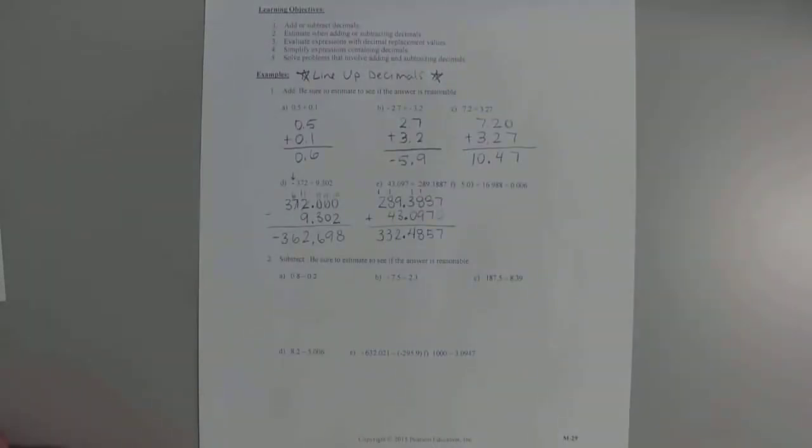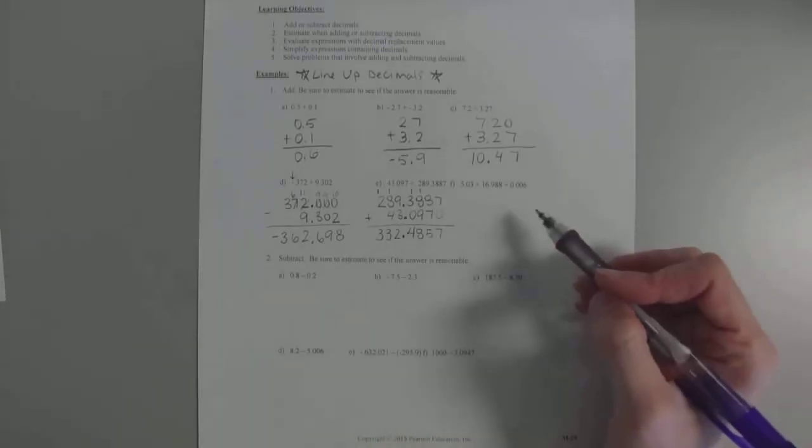So did you guys get 332 and then 4,857 10,000ths? Yes. It's a lot. It's a mouthful. But again, do you notice the math is no different than math from chapter 1, right? We're just adding and carrying as normal, but just bring that decimal point straight down.